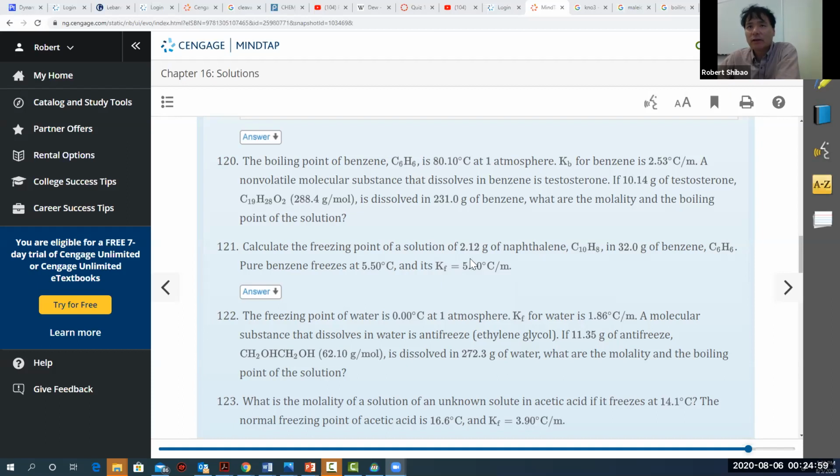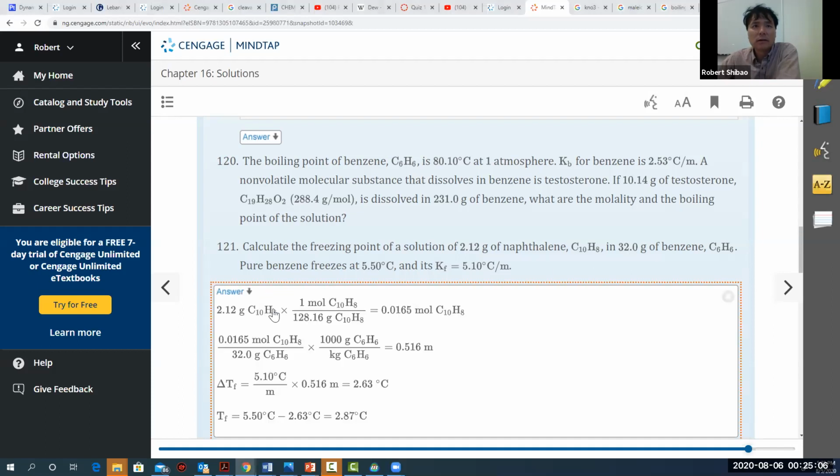So first we have to calculate the molality. The molality is going to be moles of naphthalene per kilogram of benzene. So we'll change the grams to kilograms of benzene, and we get this molality. Once we have that molality, we have to look up KF for naphthalene. Actually, we don't have to, because they give it to us. So I didn't have to search it on Google or in the book. KF for naphthalene is 5.10 degrees C.